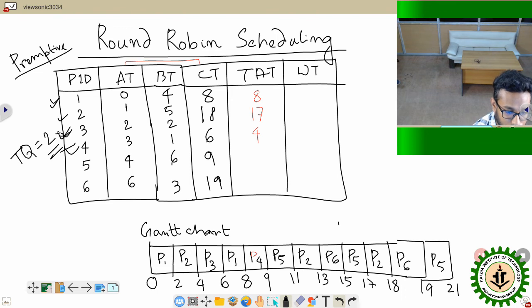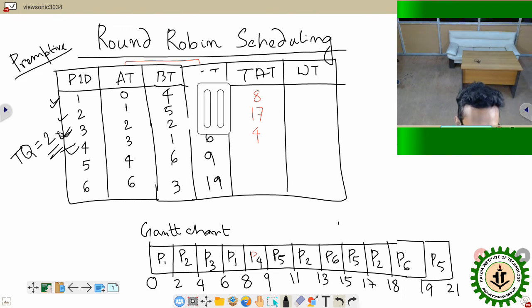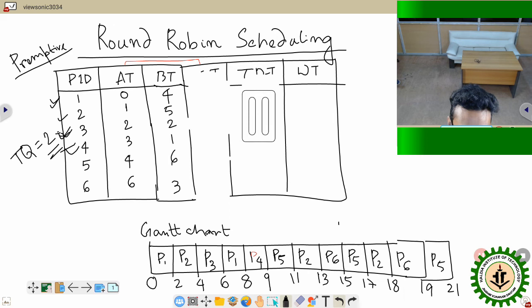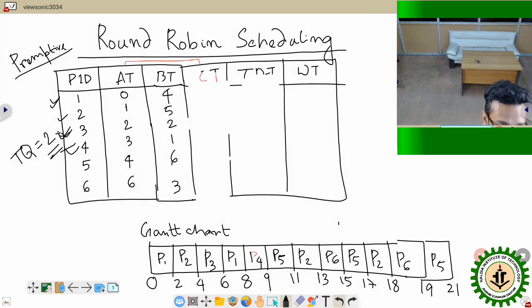So here it is completion time, turnaround time. Okay, completion time of the P1 is 8. Completion time of the P2 is 18. P3 is 6. P4 is 9. P5 is 21 and P6 is basically 19.